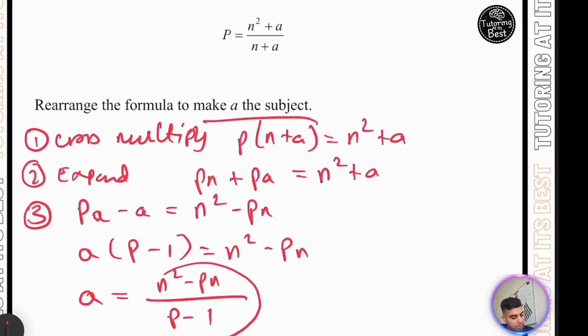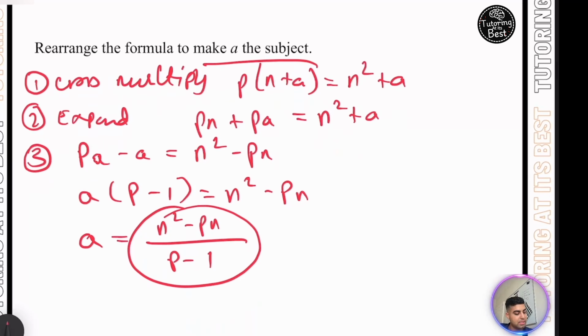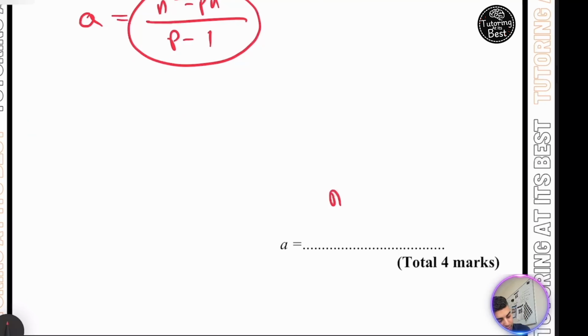Okay. Now, there is another way to also do this as well if you want to take the n over to the left-hand side and the a onto the right-hand side. You would still need to factorize the a out, and then you could make a the subject, but this is initially what you would get. So we have n squared minus pn over p minus 1.